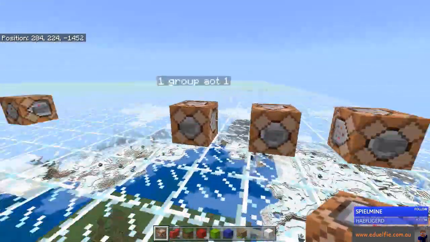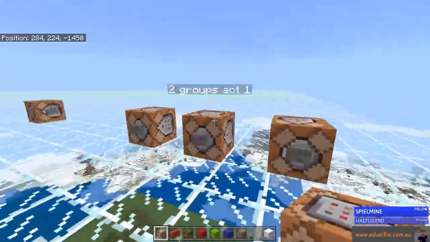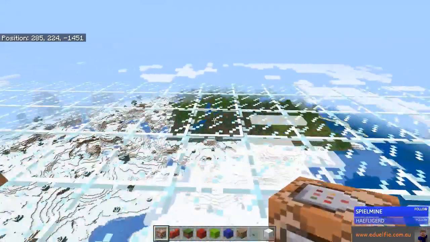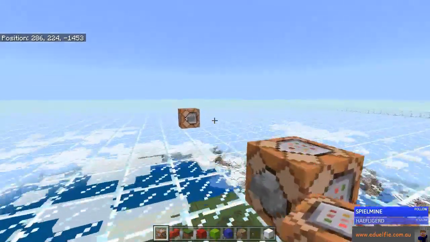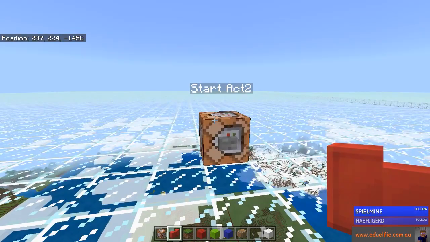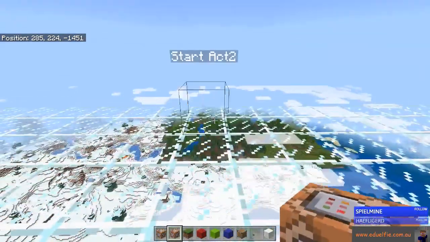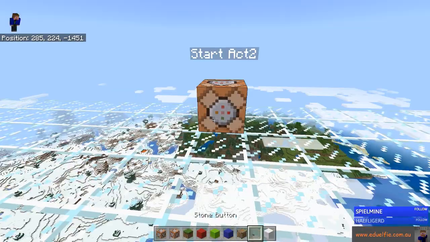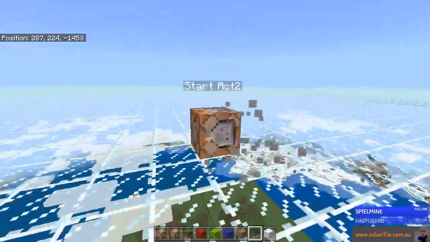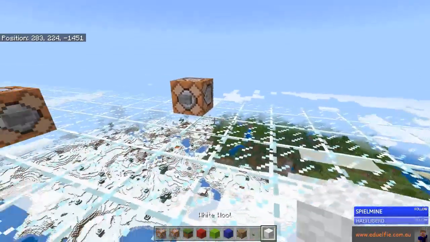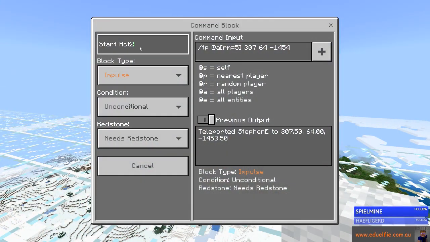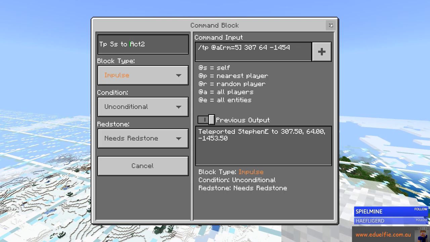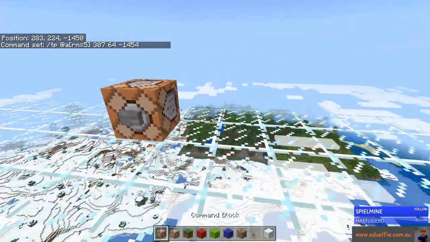I feel like if this is activity 1, we should be going clockwise. So you should actually be here, right? Not there. And then, so that's not start activity 2, that's actually TP students to activity 2.